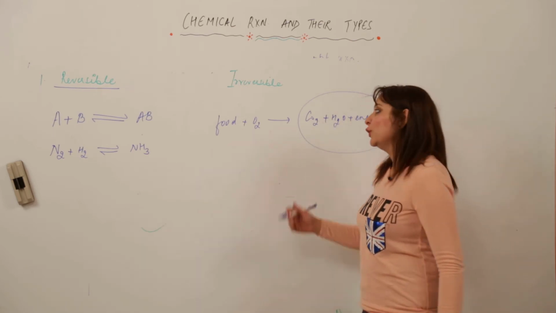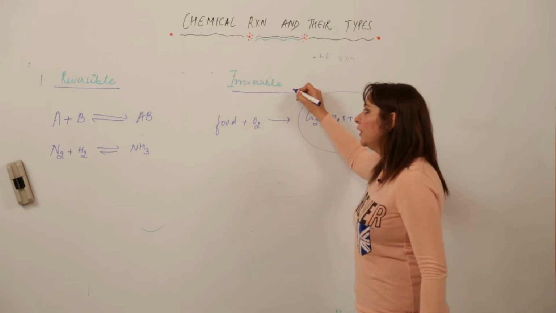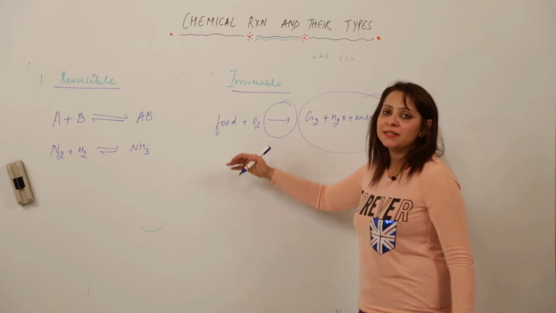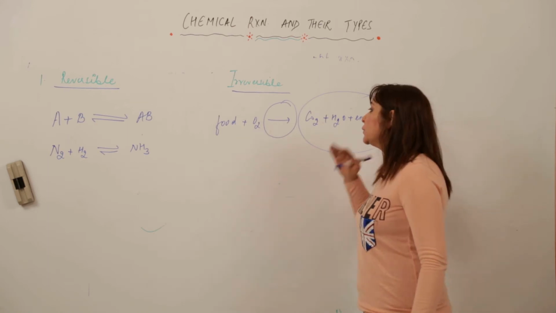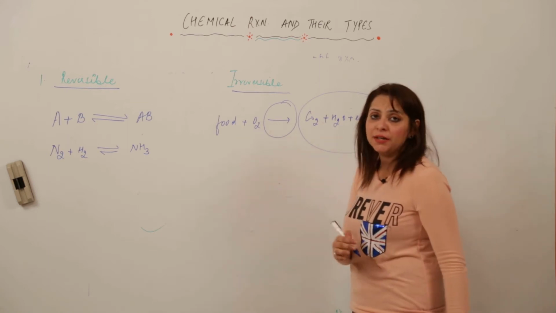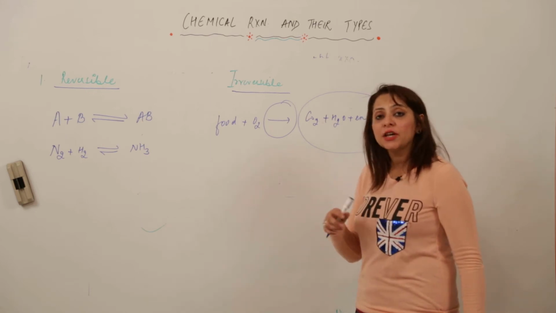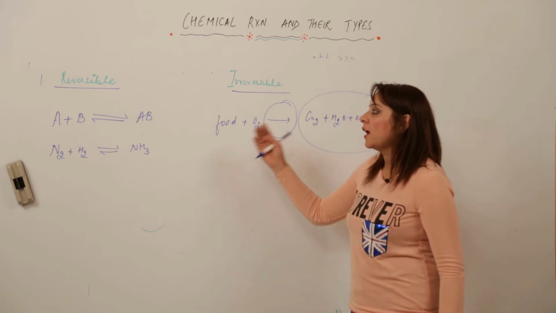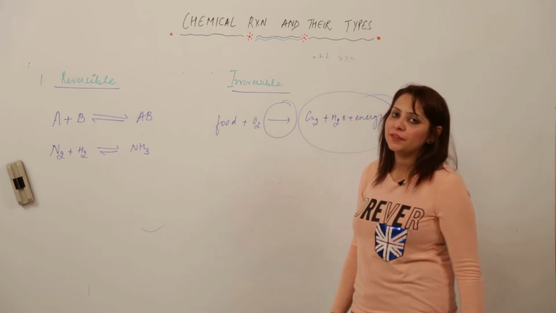No, it can't. So obviously it is an irreversible reaction. An irreversible reaction is indicated by a single arrow, showing that the reactants are reacting and just giving rise to products. These products cannot unite under similar conditions, or even if the conditions are altered, they will not combine and will not form the reactants back. So this is how we classify reversible and irreversible reactions.